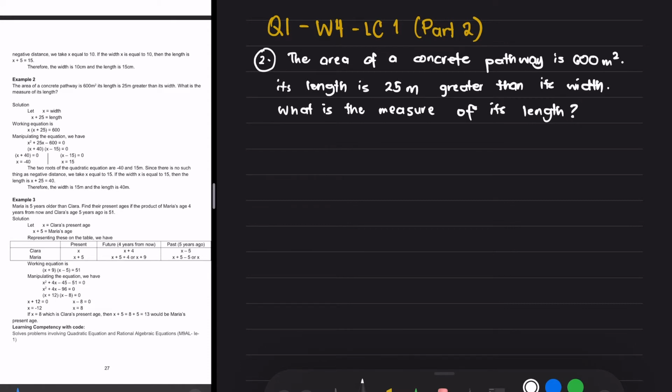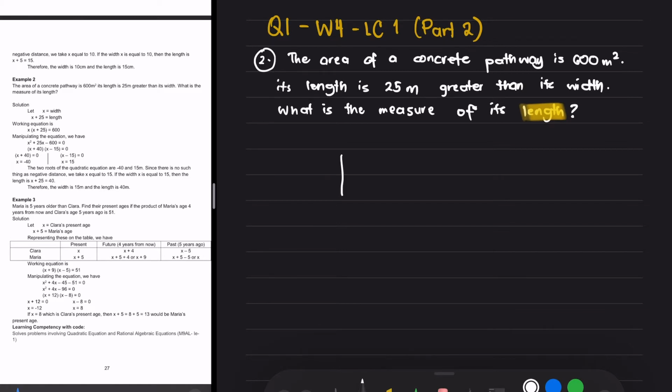The area of a concrete pathway is 600 meters squared. Its length is 25 meters greater than its width. So, what is the measure of its length? Dito, ang hinahanap lang natin yung measurement ng length. Okay? So, proceed tayo.